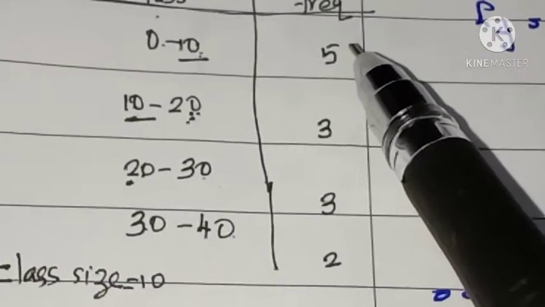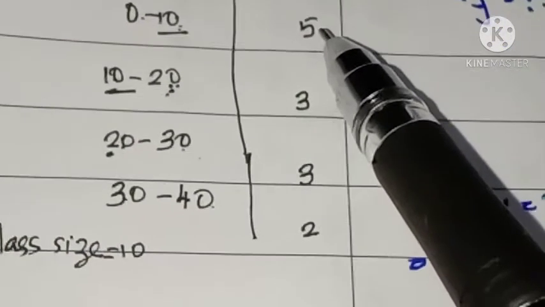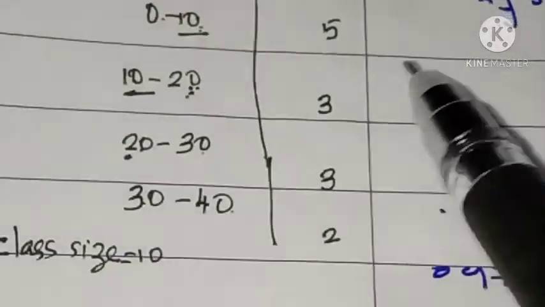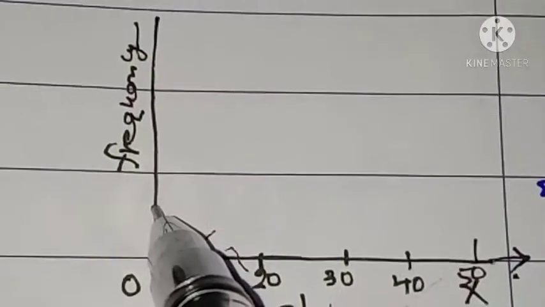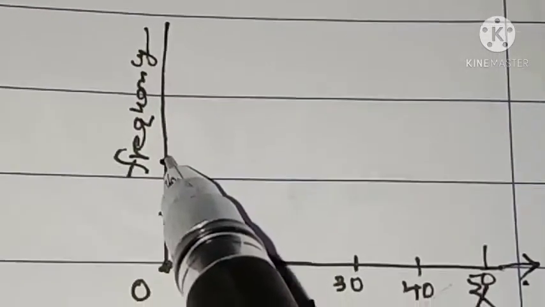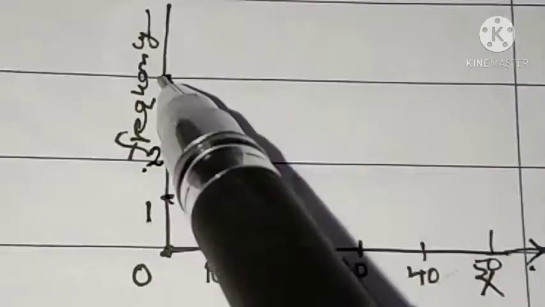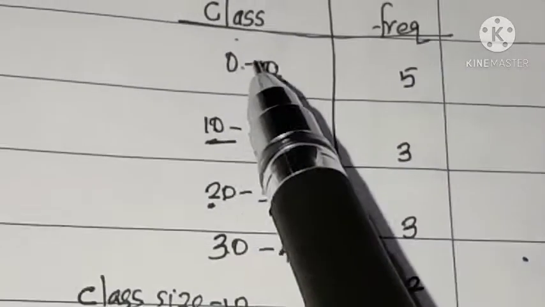Now along frequency, look at the frequency column. The highest number is 5, the lowest number is 2. So 5, 3, 2. You can consider a convenient measurement along the y-axis. Here I am going to take 1, 2, 3, 4, 5. Okay.